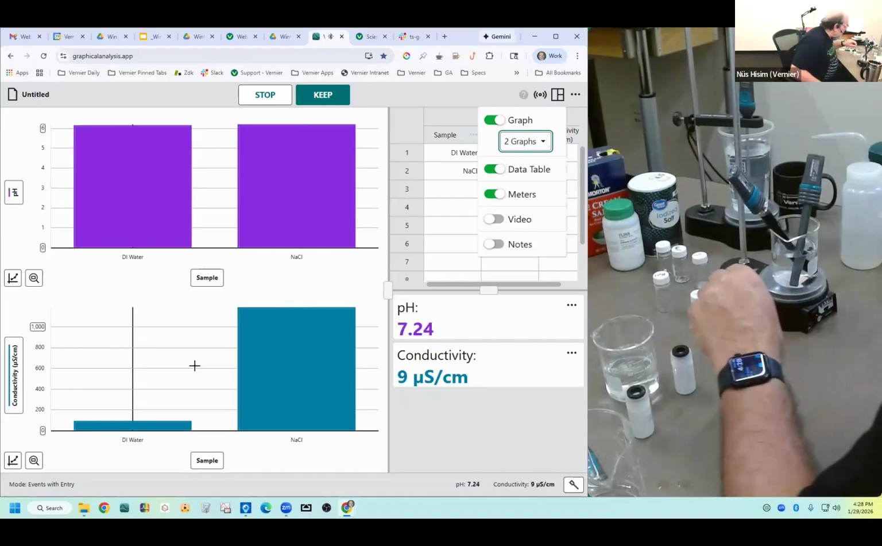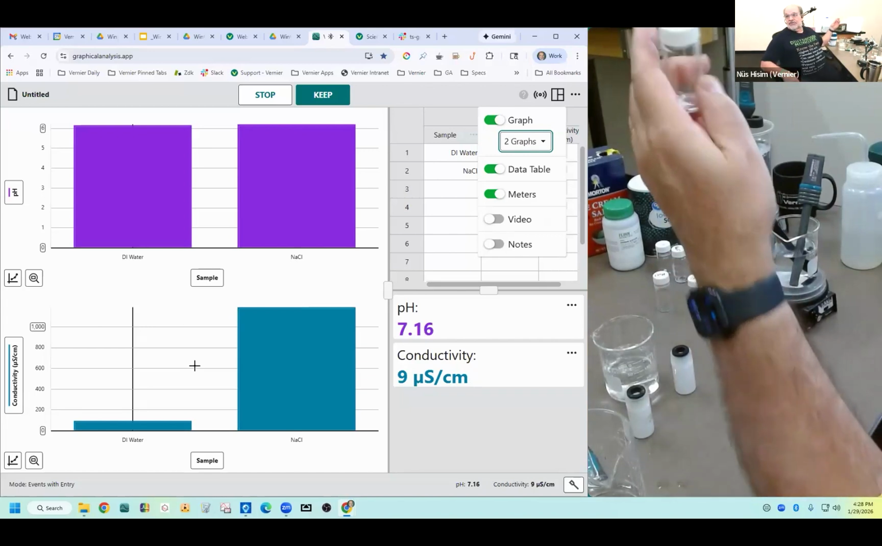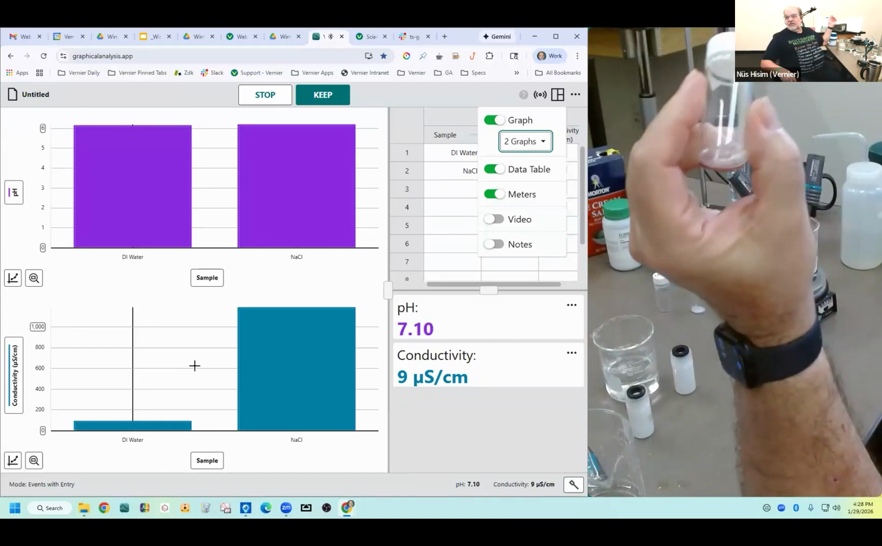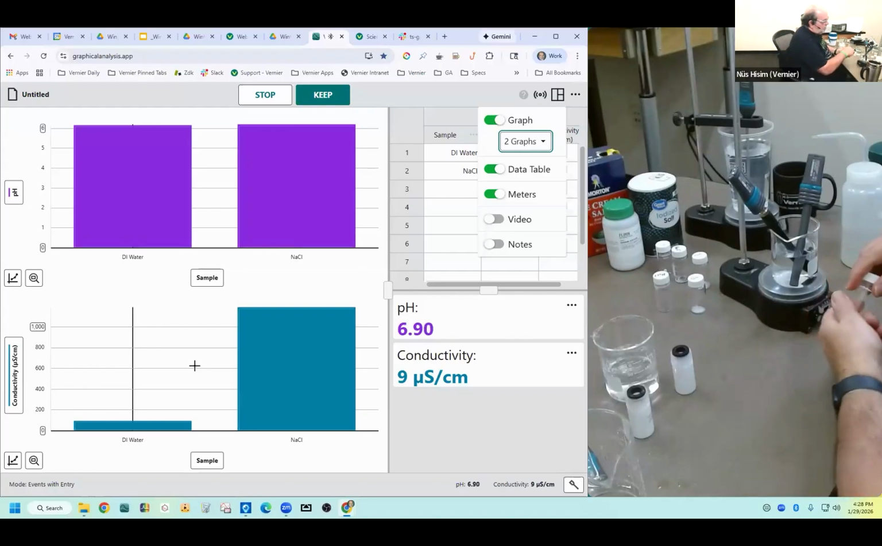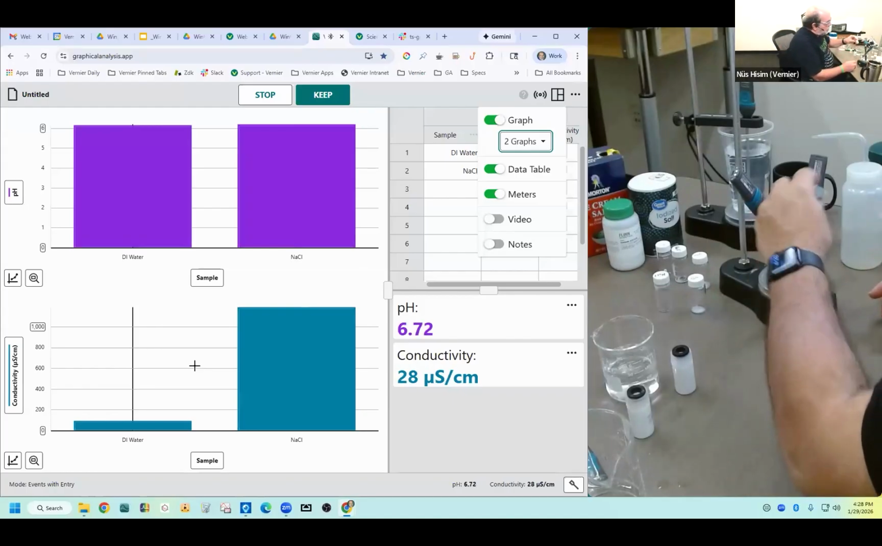It's just waiting for me. I'm going to take calcium chloride. Notice the nodules of calcium chloride. This is cool stuff because it's exothermic when it dissolves.